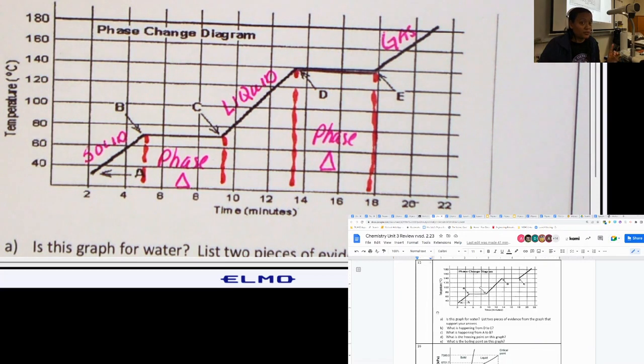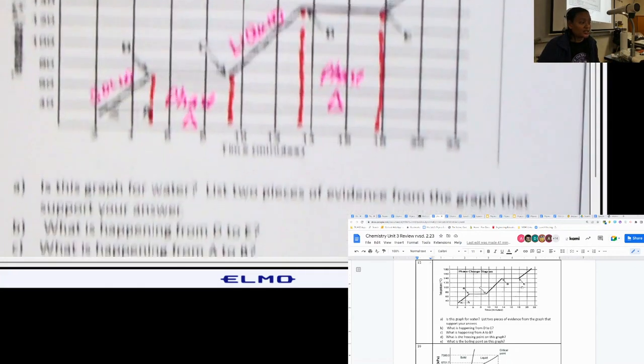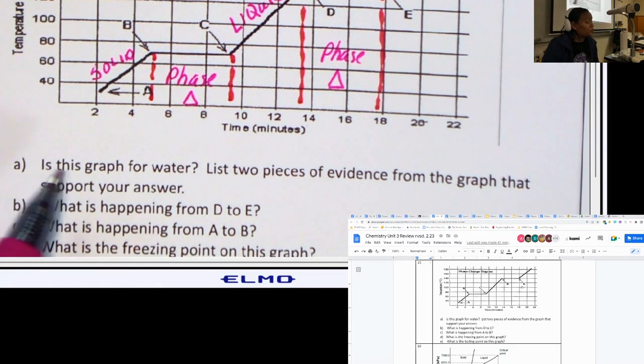No. The reason being, number one, the freezing point of water is 0 degrees, but this is at about 70 degrees. The second piece of evidence, the boiling point of water is what? 100 degrees Celsius. And for this graph, the boiling point is 140. So again, your question was, is this graph for water? The answer is no, it's not. And then list two pieces of evidence from the graph.